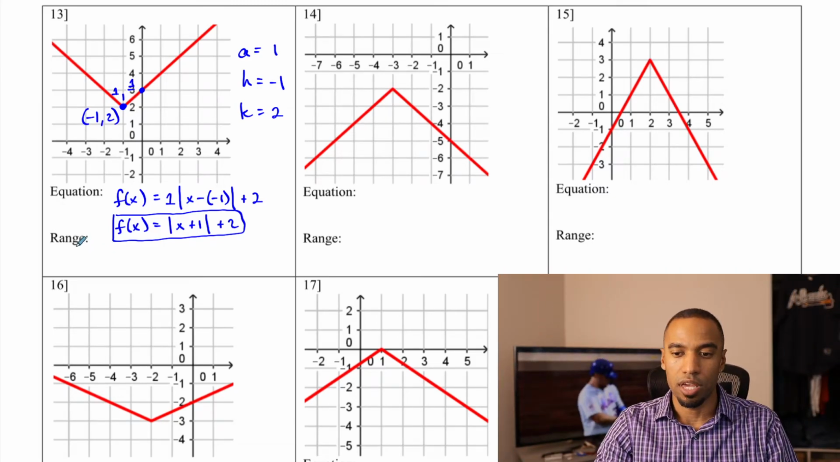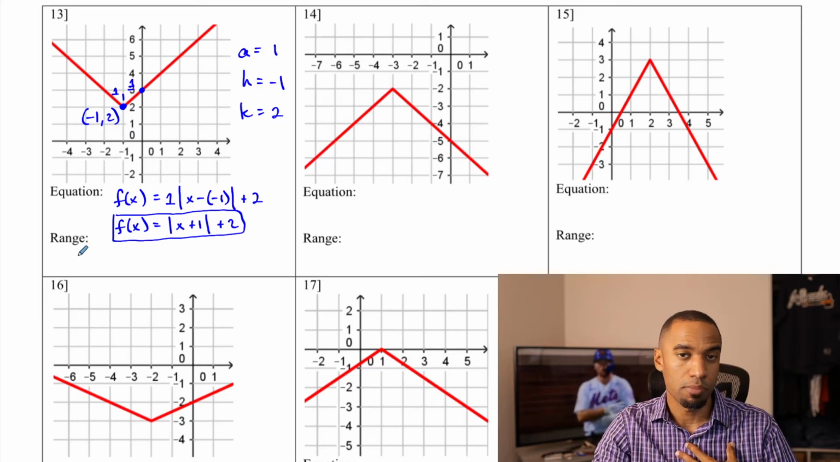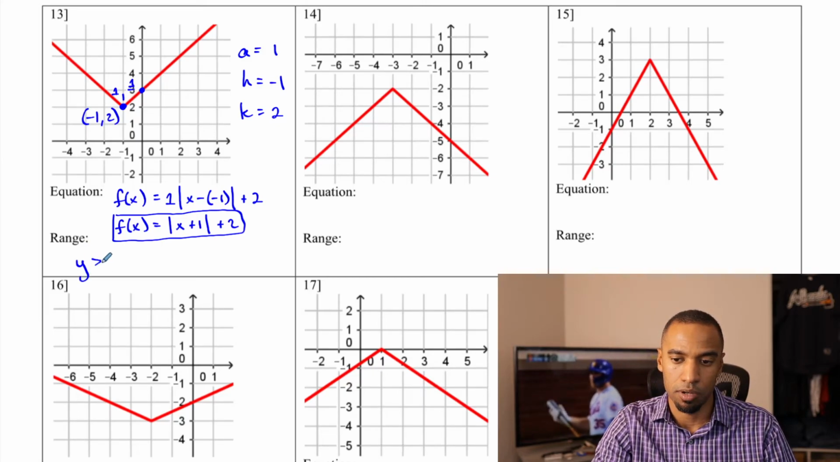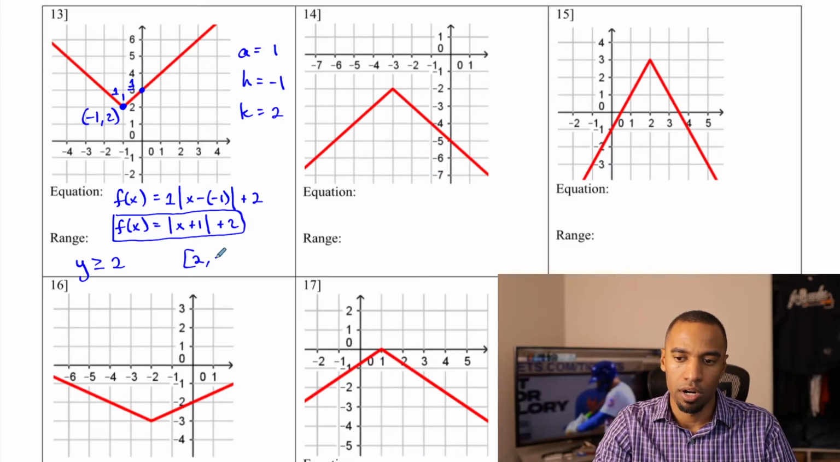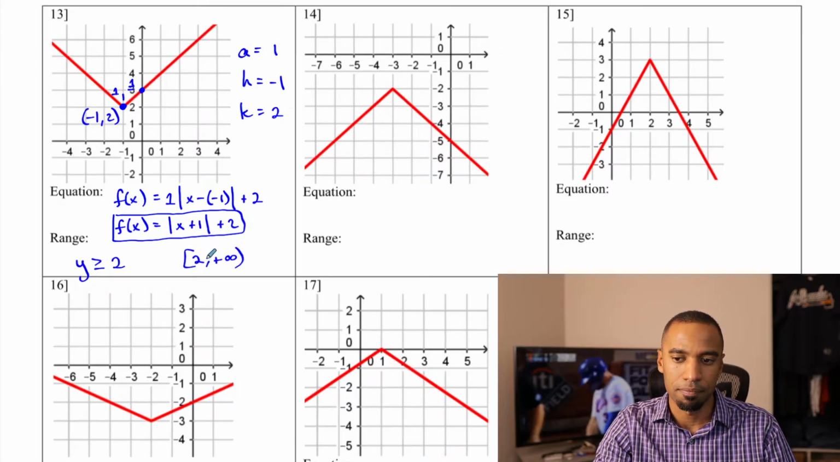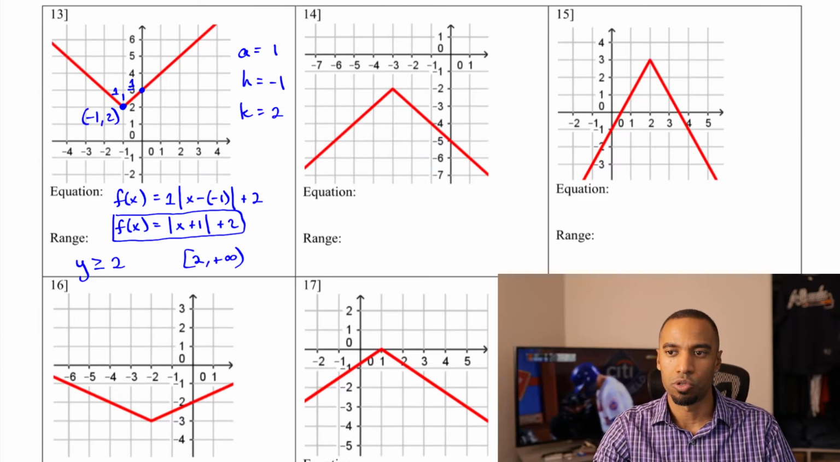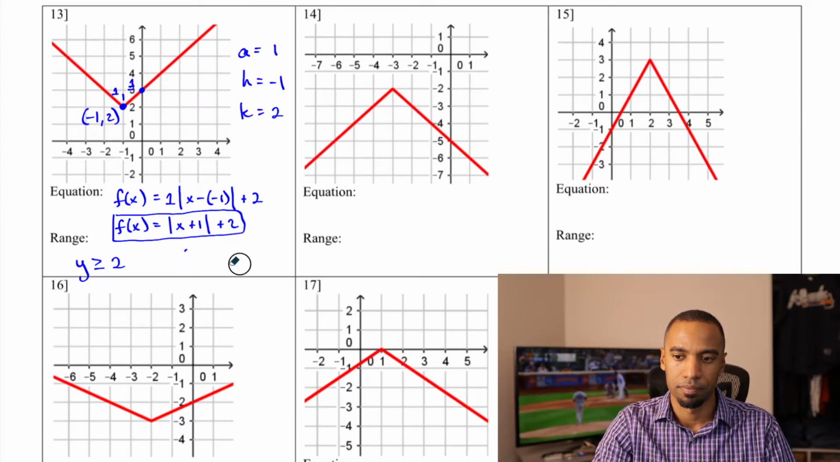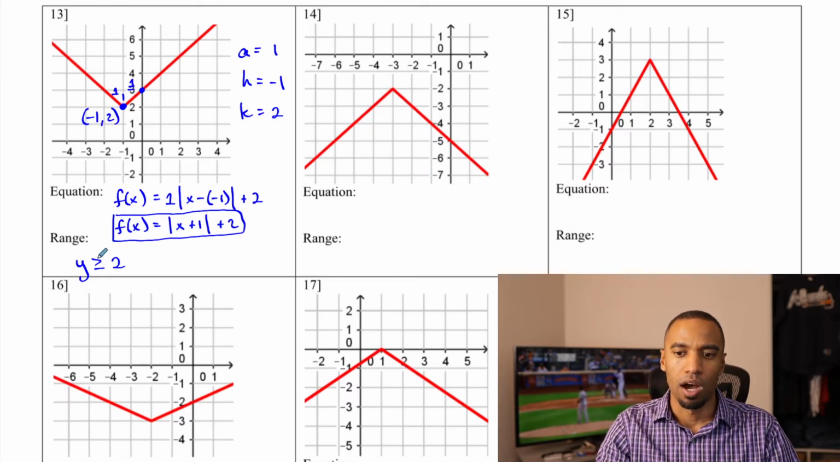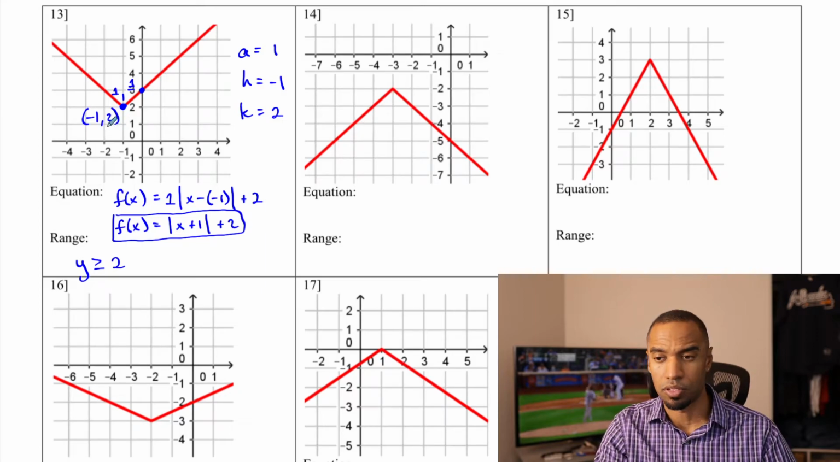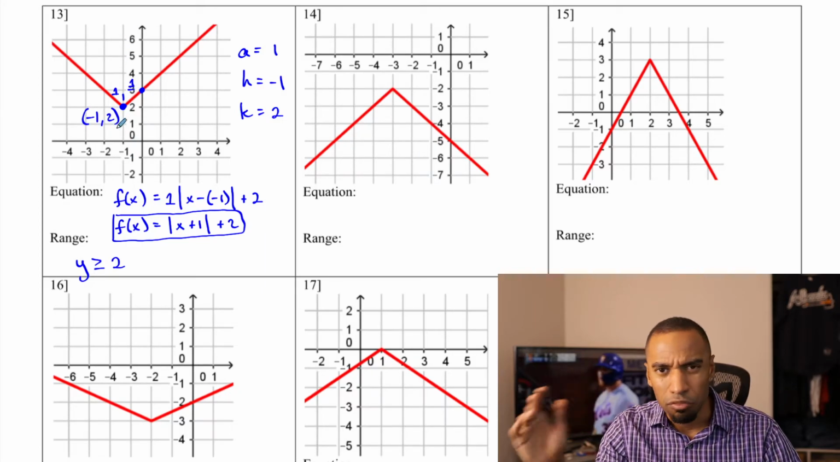Whether you use interval notation or inequalities, you're going to see me use inequalities almost every single time. I'll show you interval notation this one time. y is greater than or equal to 2, or 2 to positive infinity like that. Either is acceptable. You'll see me use this one right here. It's a little cleaner, especially when it's not a compound inequality. So there's the range of this guy. The minimum is at 2, things like that. Axis of symmetry at x equals negative 1.